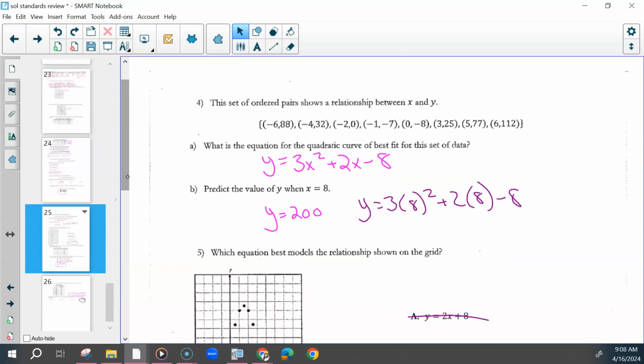Number 4a was, again, quadratic curve of best fit. So if you didn't know that equation, that was okay, but make sure you have this now, write it down. Y equals 3x squared plus 2x minus 8. And then if you were using that, you could do one of two things. Put in x equals 8, look for where they cross, or put 8 into all the x's and find what that answer is, which was 200.